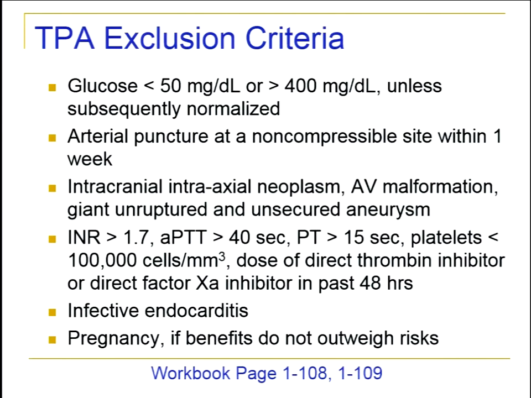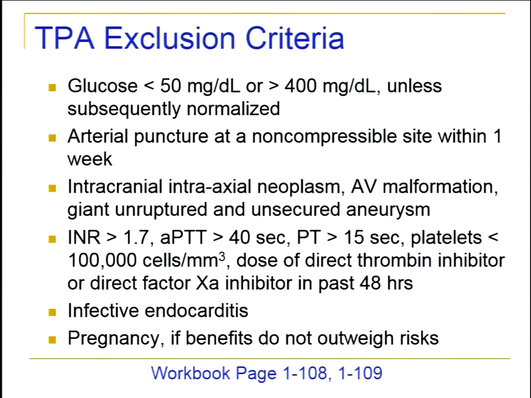If the patient has a tumor or an AV malformation or a huge aneurysm, we're going to avoid that. If the patient's being actively treated with anticoagulants, we want to avoid those things. If the patient has infective endocarditis, or if the patient is pregnant, again, if the benefits that we anticipate don't outweigh the risk of, like, intrauterine bleeding.